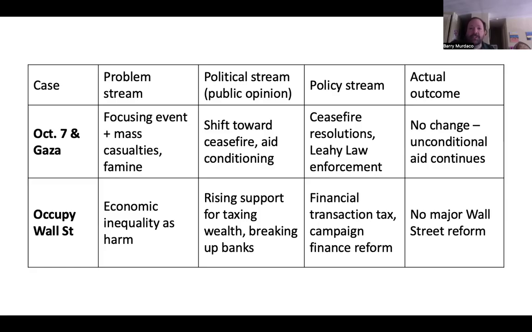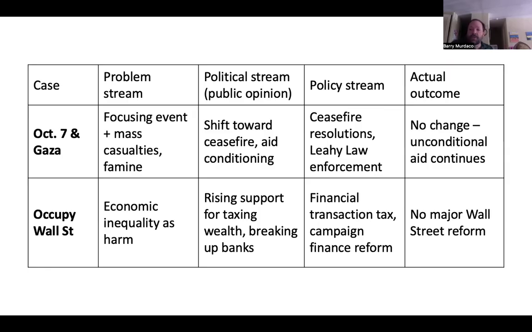Are there viable policies that could be enacted? Yes, ceasefire resolutions, the Leahy law enforcement, which actually obliges the State Department and the Defense Department not to provide military aid towards a country that is seen to be participating in gross human rights abuses, which is certainly on evidence here. So the problem has been identified. The political stream favors doing something. There are viable policies that could be enacted, but nothing happens. There's no change. Unconditional aid continues.